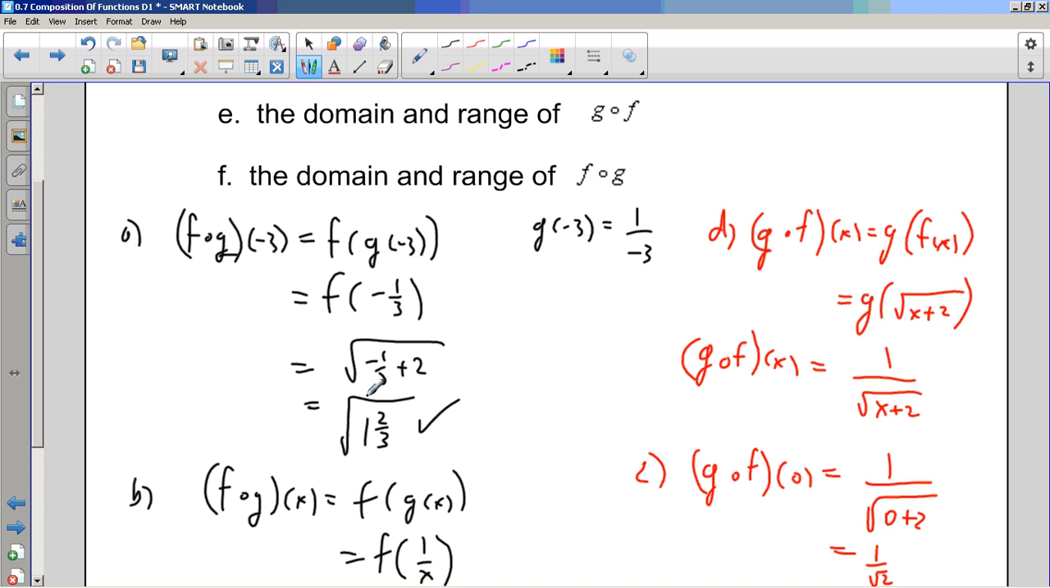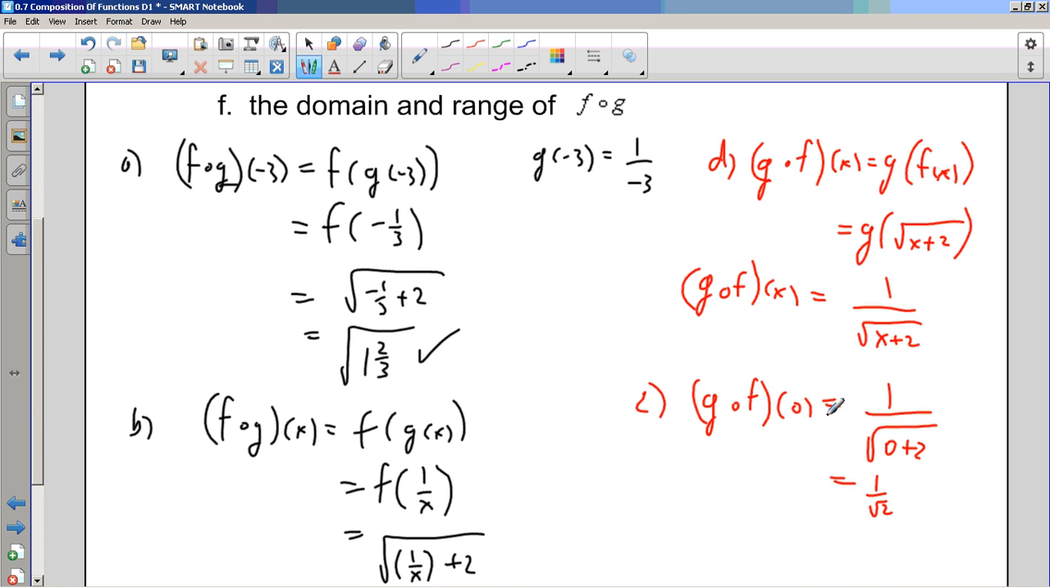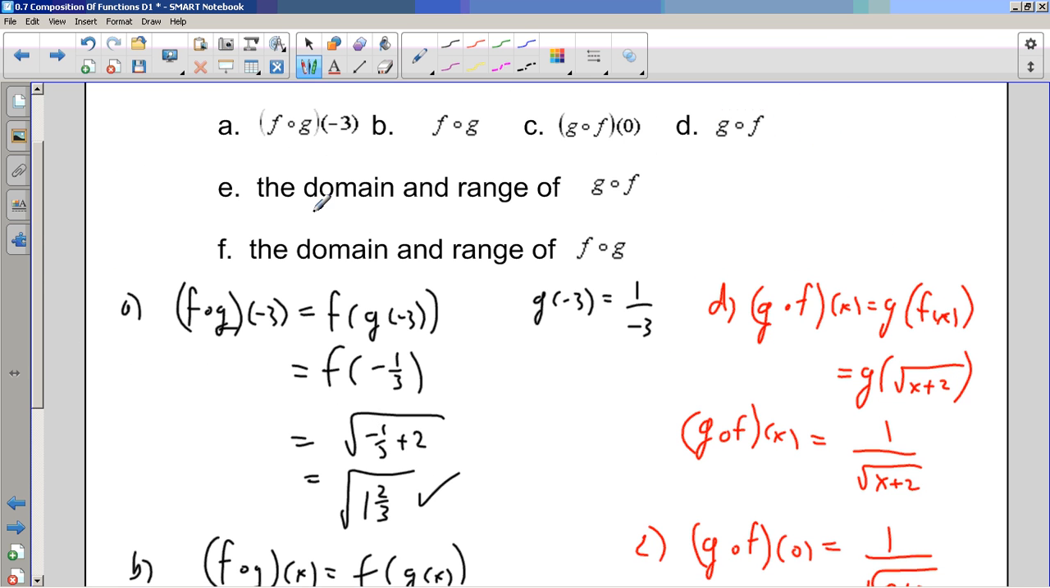1/2. And again, in the skip function, the composition of functions, putting a 0 in there was no problem at all, even though I couldn't have put it into g. We'll see here that the domain and range are actually fairly challenging.